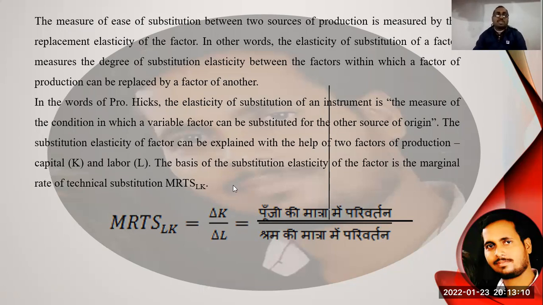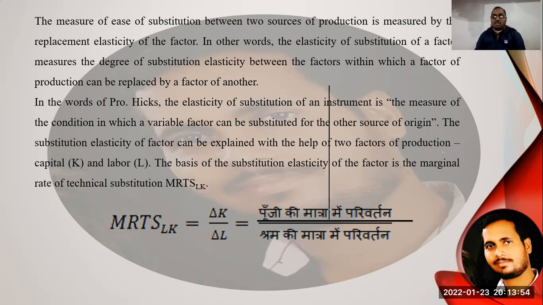Students, the substitution elasticity of the factor can be explained with the help of two factors of production, capital and labor. Capital is represented by K and labor is represented by L. The basis of the substitution elasticity of the factor is the marginal rate of technical substitution, MRTS, of labor and capital. Now see, the formula is on the screen. MRTS LK means labor substitution for capital. Delta K represents the change in the amount of capital, and delta L shows the change in the amount of labor, students.